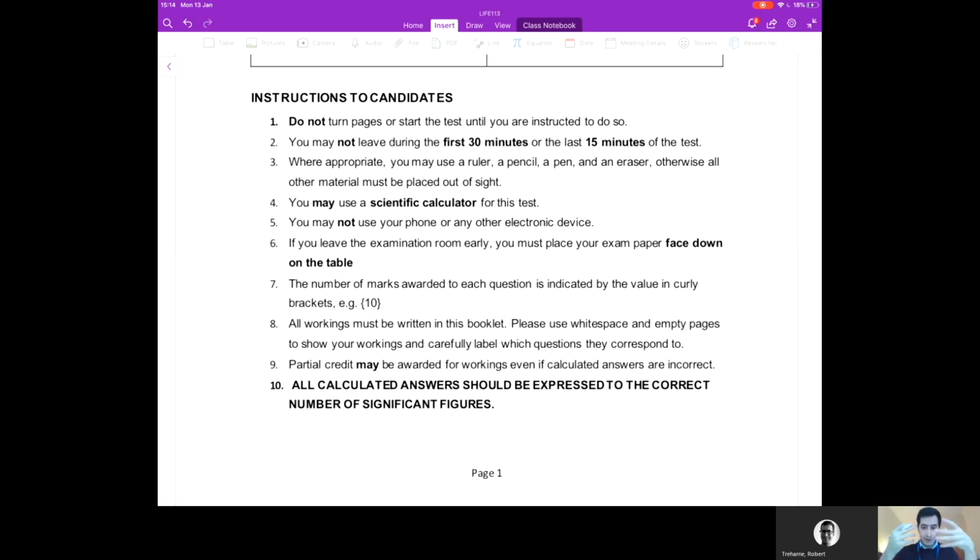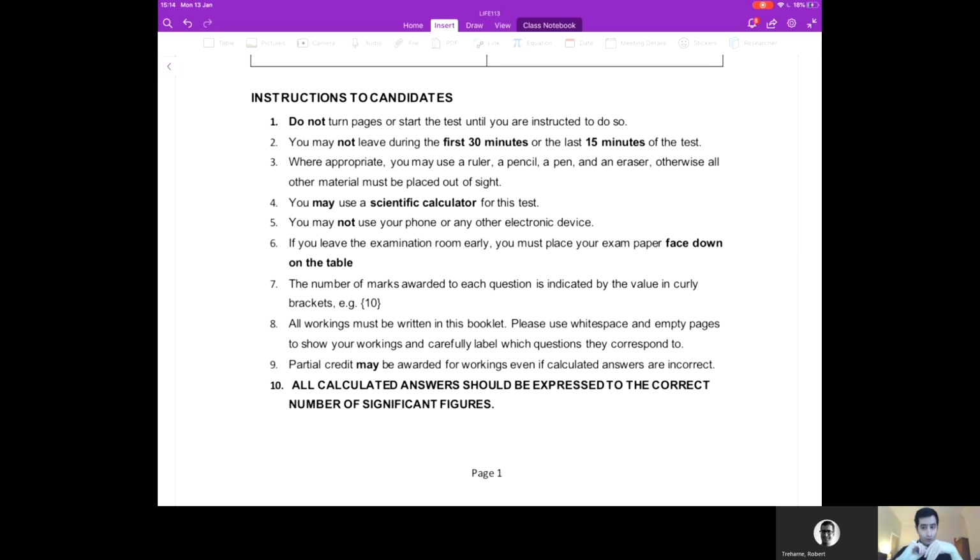I'm just going to read these instructions. Number 1, do not turn pages or start the test until you are instructed to do so. You may not leave during the first 30 minutes or the last 15 minutes of the test. Where appropriate, you may use a ruler, a pen, a pencil, eraser. Otherwise, all other material must be placed out of sight. You may use a scientific calculator for the test.